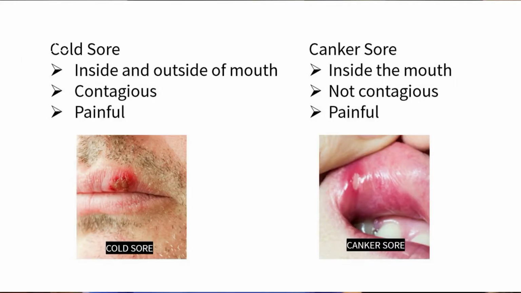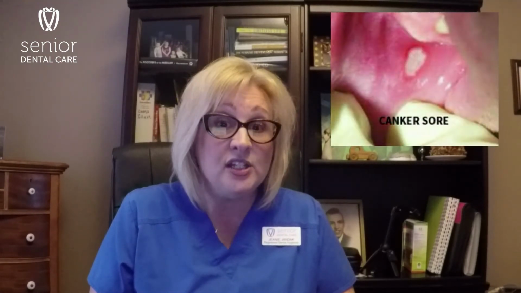Let's discuss the difference between a cold sore and a canker sore. Cold sores can develop inside and outside of the mouth. Canker sores only develop inside the mouth. Cold sores are contagious. Canker sores are not contagious, and both can be painful. Cold sores appear as a single blister or cluster of blisters. Canker sores can appear as a single round sore with red edges and a light center.